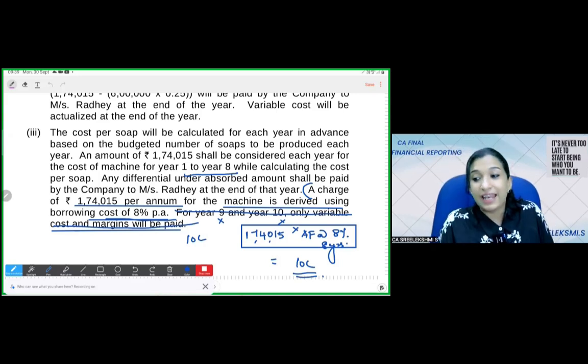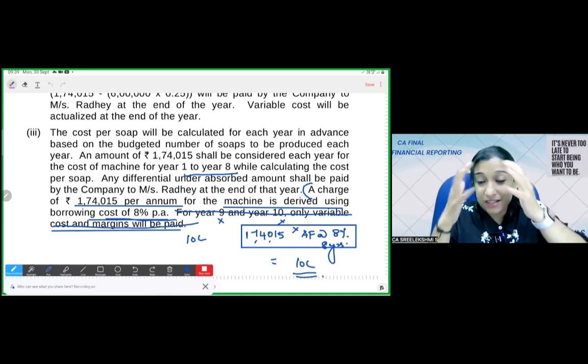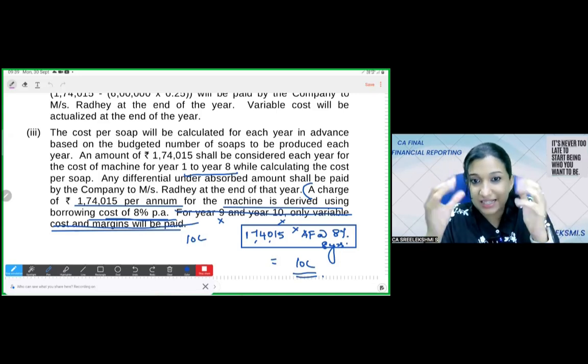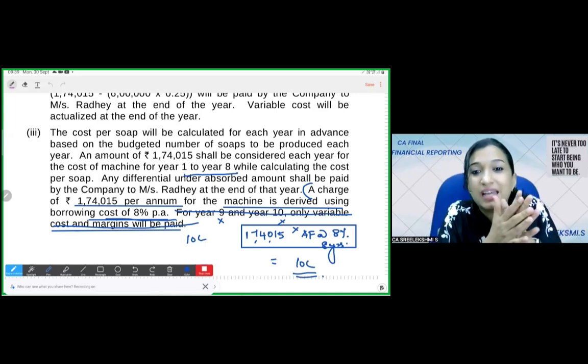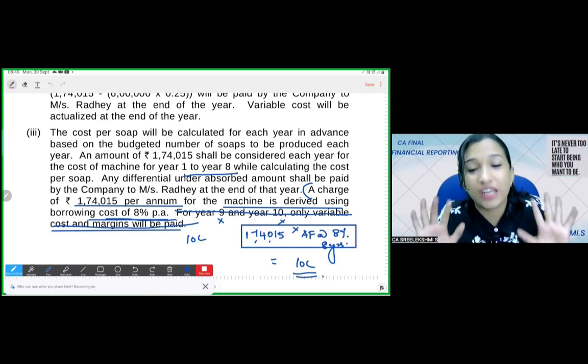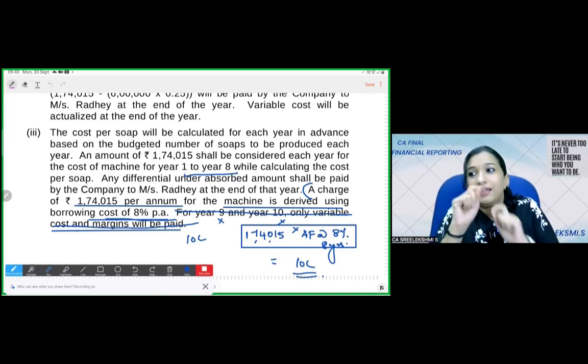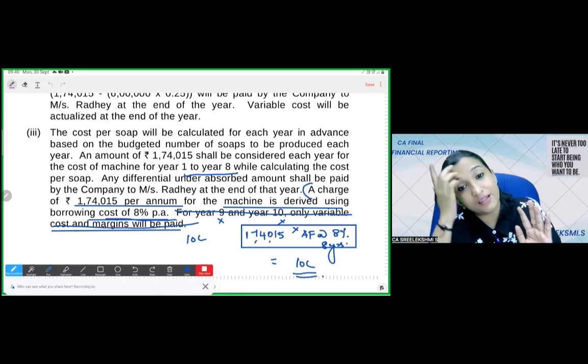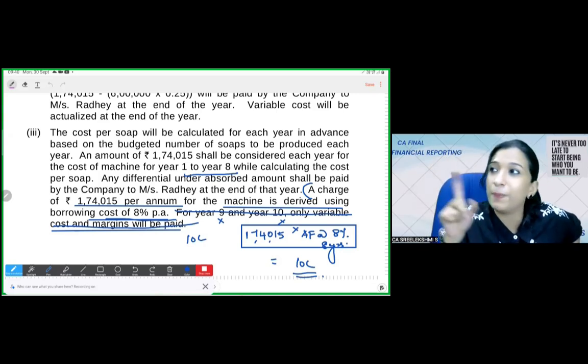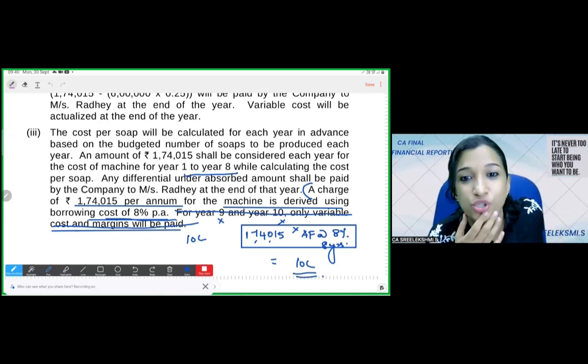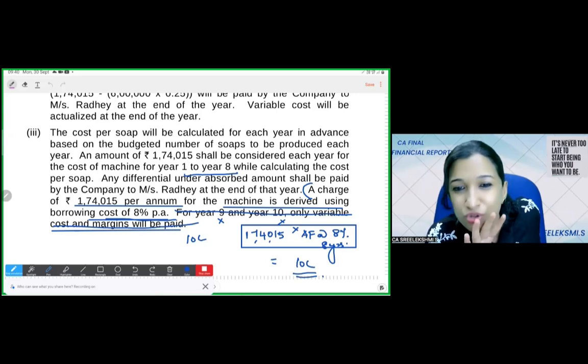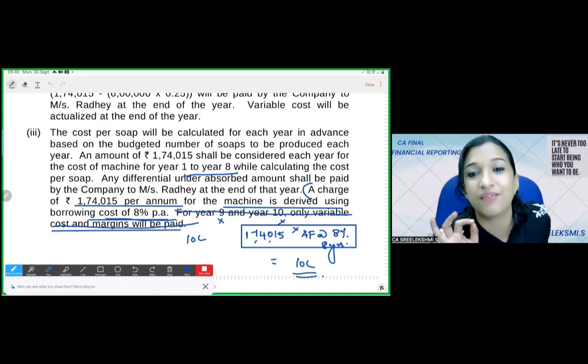Okay. So 10 lakhs is an asset. My cost for the asset is 10 lakhs. I am expecting to recover the asset value over a period of 8 years. To recover the asset value over a period of 8 years, how much should you recover each year? 1,74,015. Okay. Did you understand this? Up to this, are you clear?